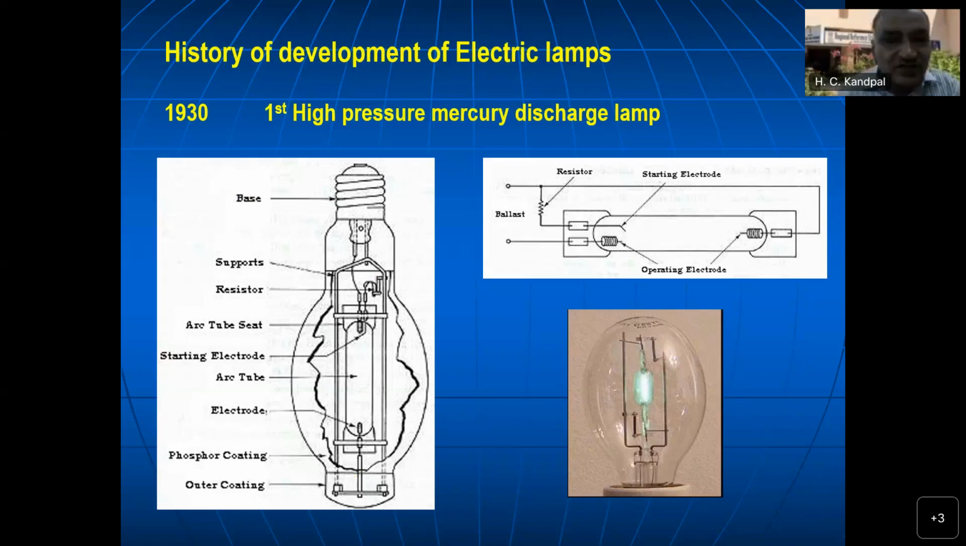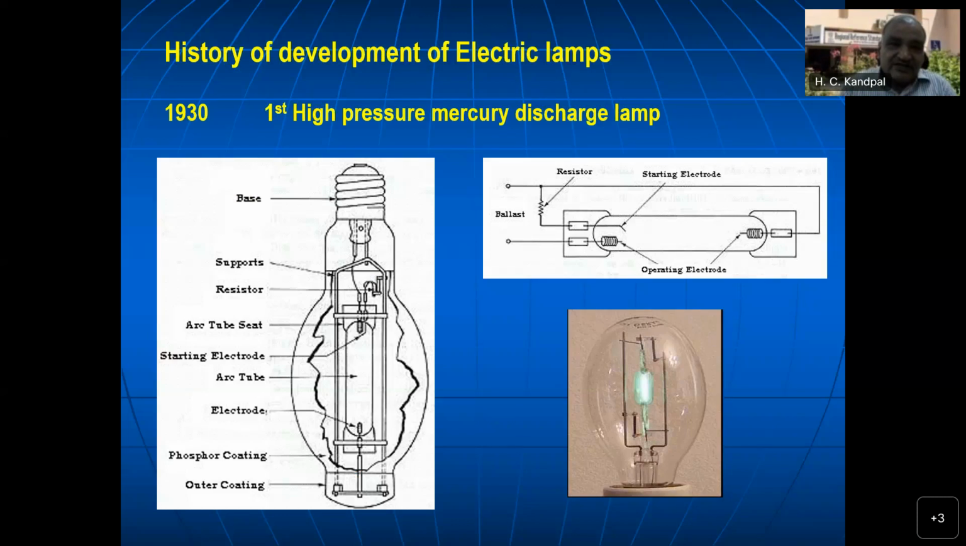After that, since this lamp is called an energy inefficient lamp, because electricity is consumed in a large amount and the light produced is very little, people started thinking of developing discharge lamps.